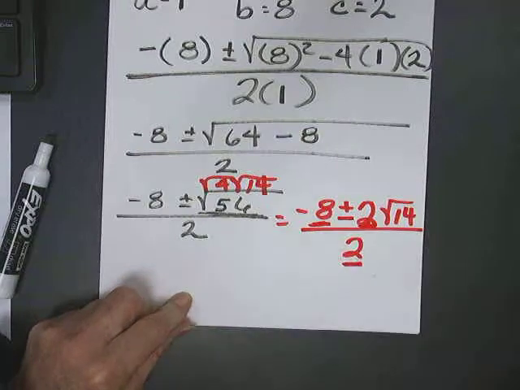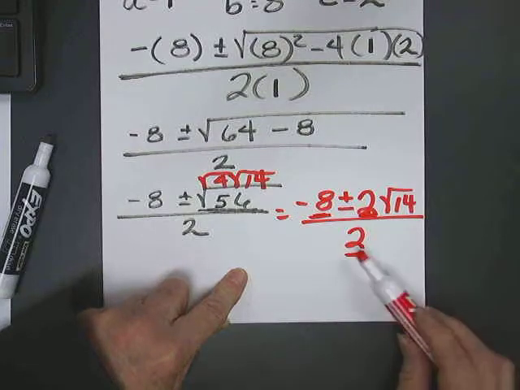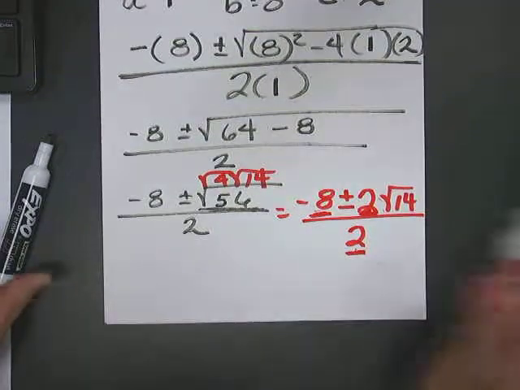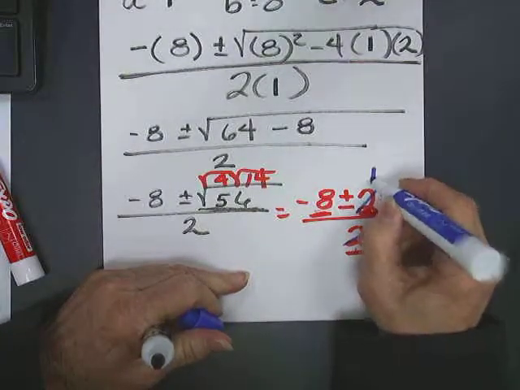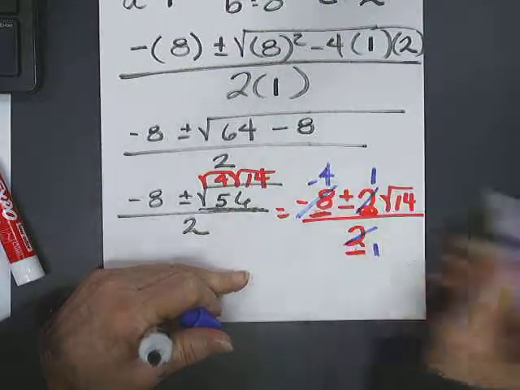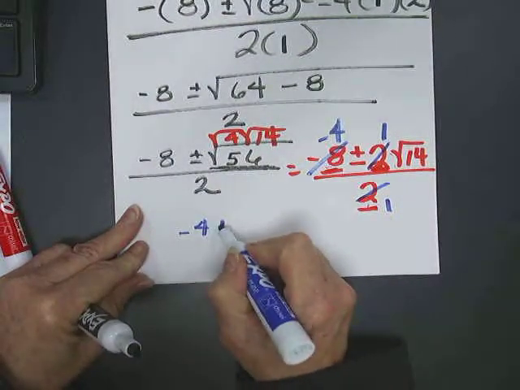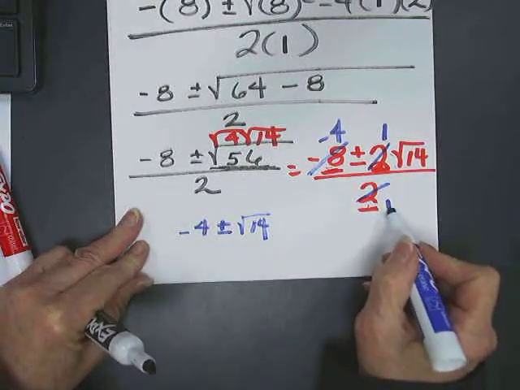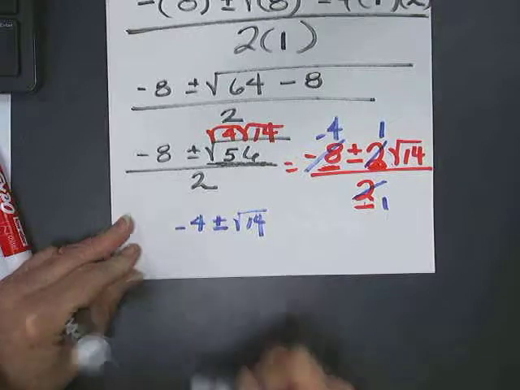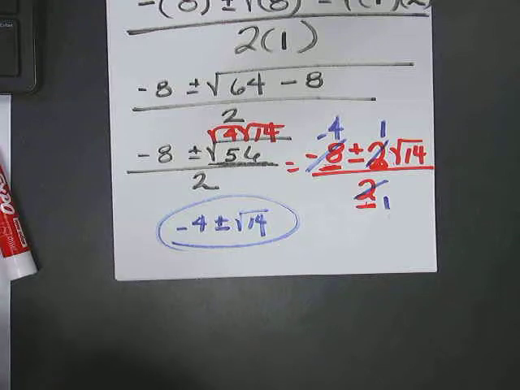The only way you can reduce one of these is if all three of these will divide by the same number. You can't just do 2 of them. It's got to be all three of these. Okay, so all three of these divided by 2. Divided by 2 is 1, divided by 2 is 1, divided by 2 is negative 4. So the answer by itself is negative 4 plus or minus the square root of 14. 1 times that, we just put that. Over 1, you don't have to put it over 1, because it's the same thing. So this is your answer.